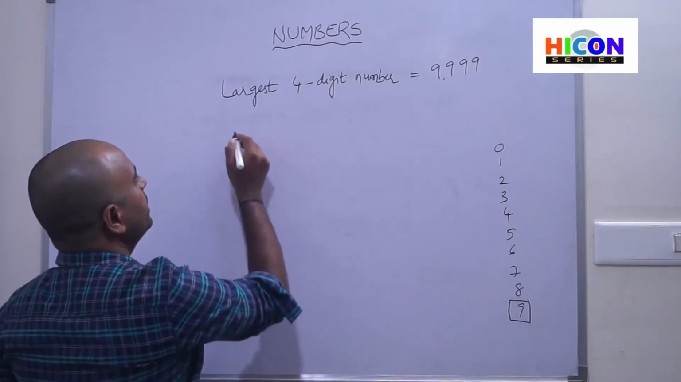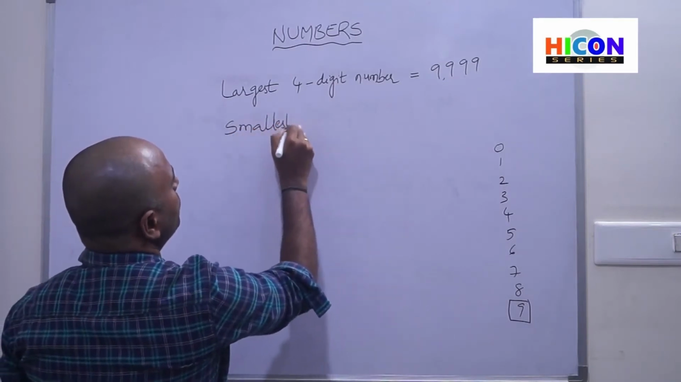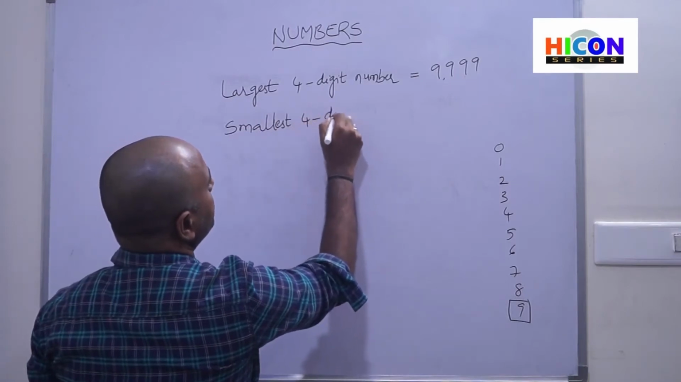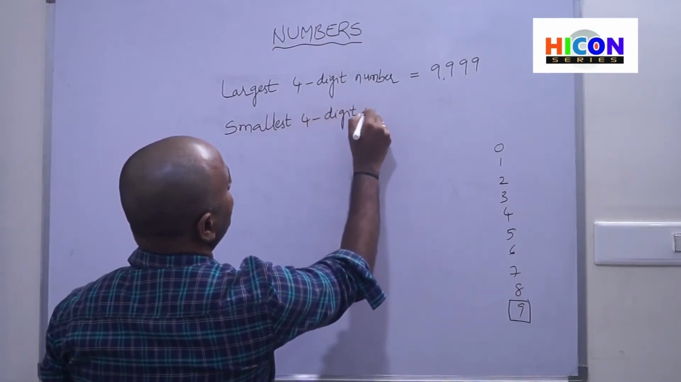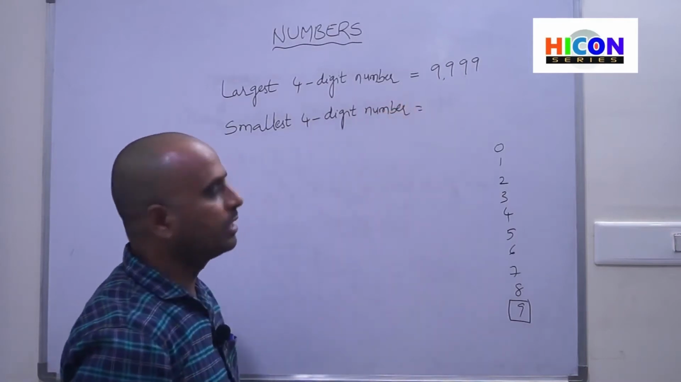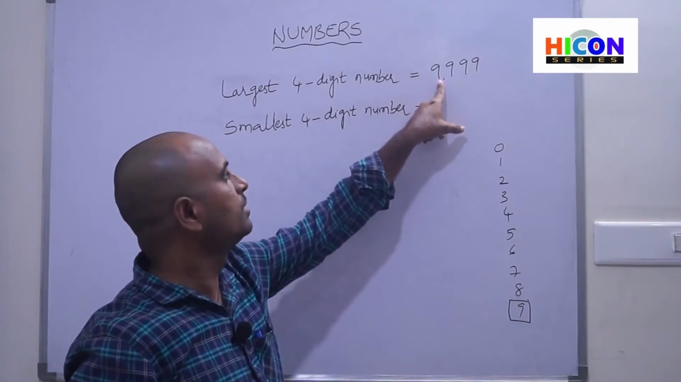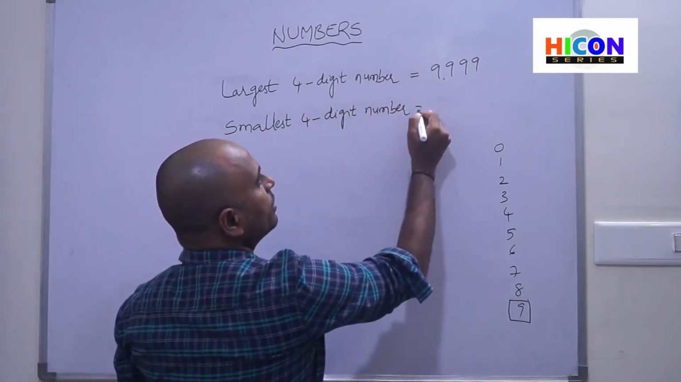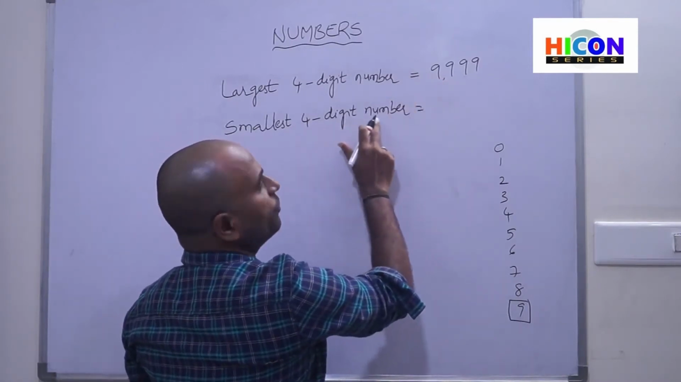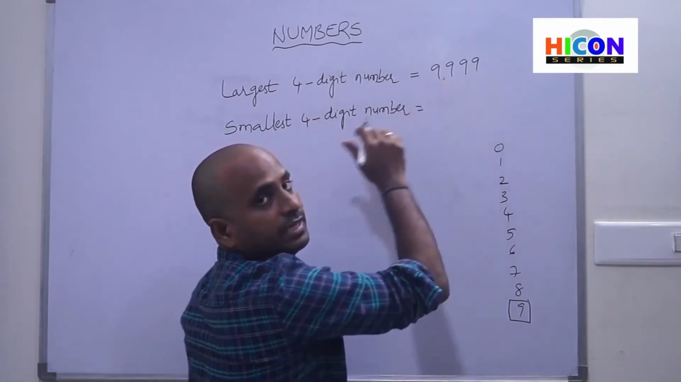In the same way, what is the smallest 4-digit number? We can simply write the smallest number from the largest number. Look at the board. We can write the smallest 4-digit number from the largest 4-digit number very easily.